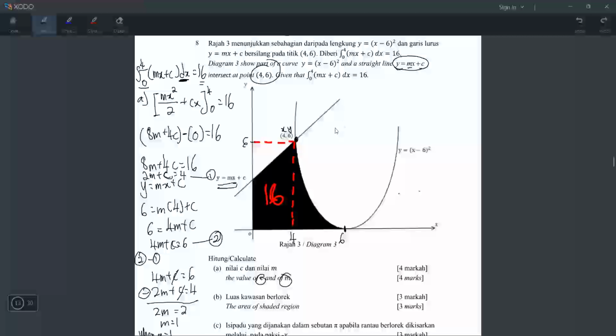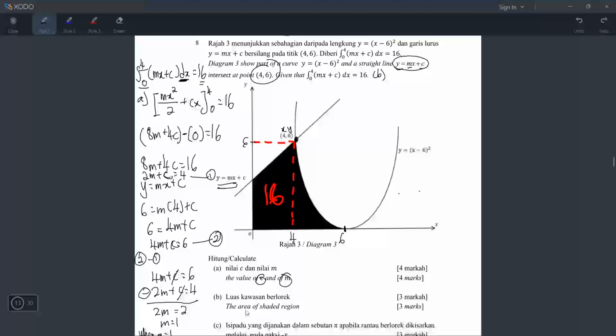Another method is using the area of trapezium. Actually, now I realize that using the trapezium formula is much faster, right? But it's okay. You can use either method, you will get the same answer. All right, let's go to B.